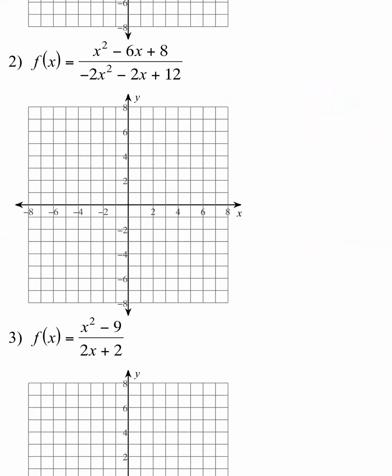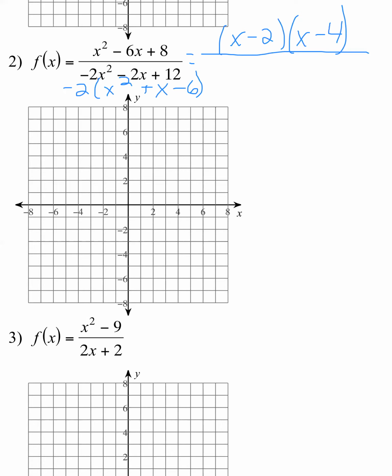All right, we're going to start off the same way. We always start by factoring. So this numerator is going to turn into x minus 2, x minus 4. Then in my denominator, we could factor out a negative 2 to begin with, so that'd be a plus x minus 6. That factors into negative 2 times x plus 3, x minus 2. There it is factored.